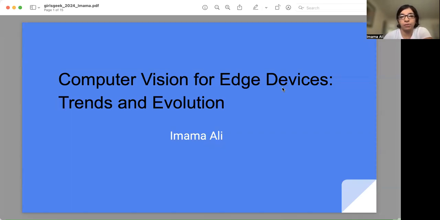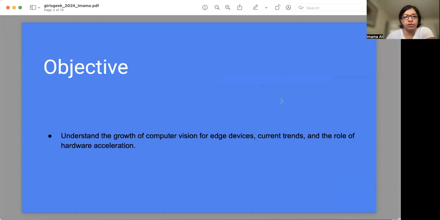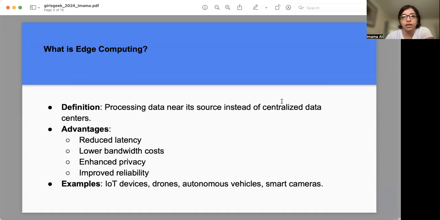Today I will be talking about computer vision for edge devices and its trends and evolution since 2013. The objective of this presentation is to understand the growth of computer vision for edge devices, its current trends, and the role of hardware and hardware acceleration.